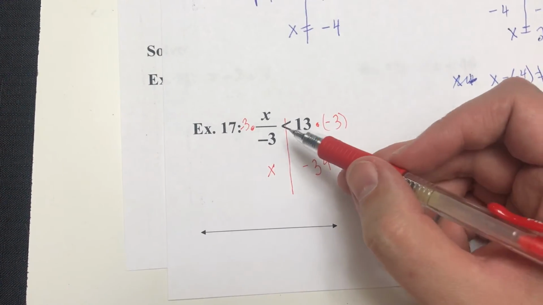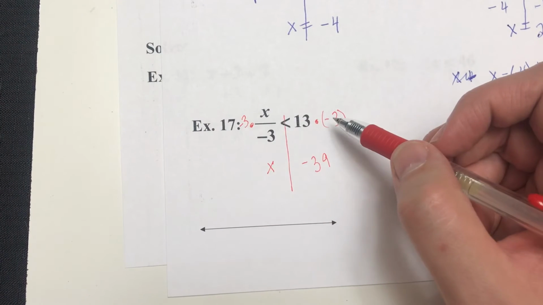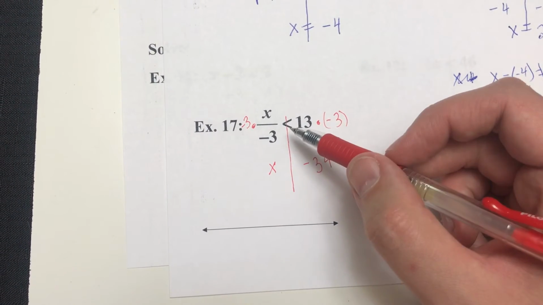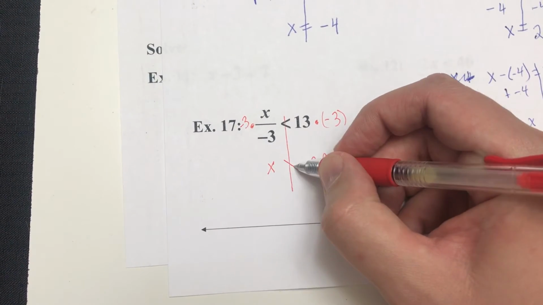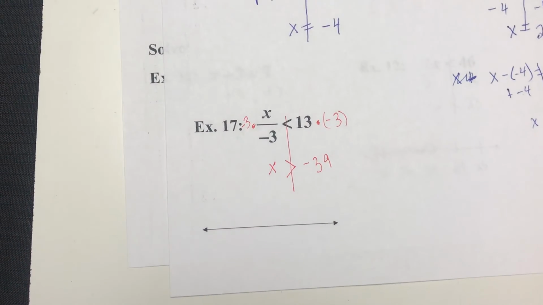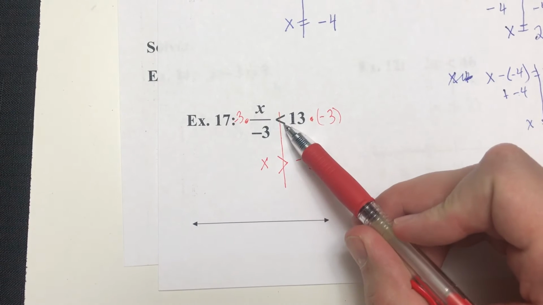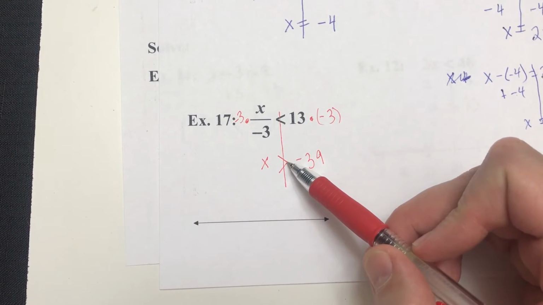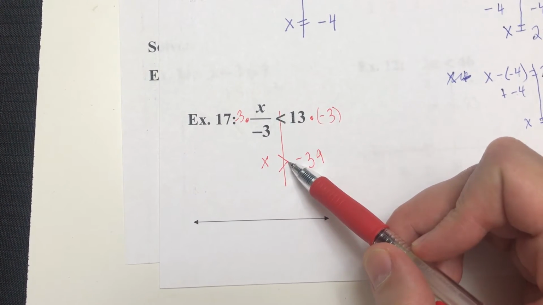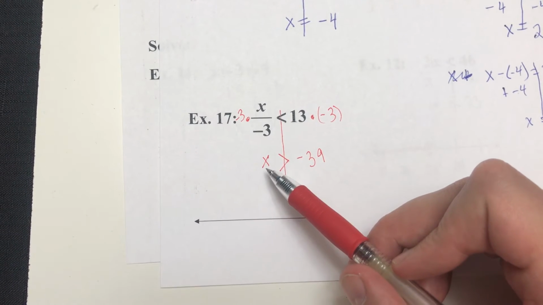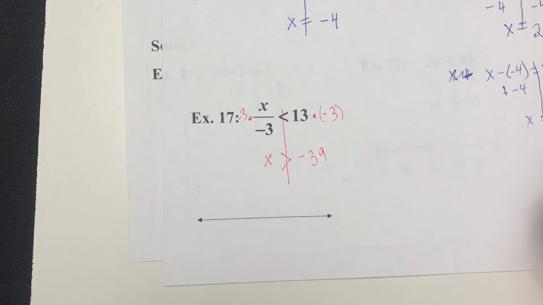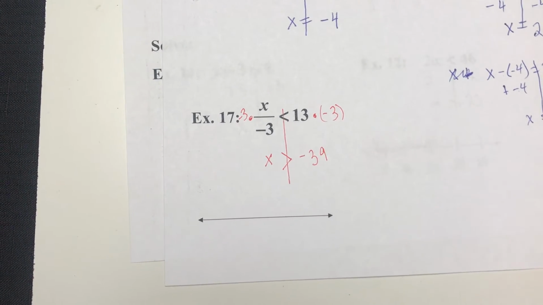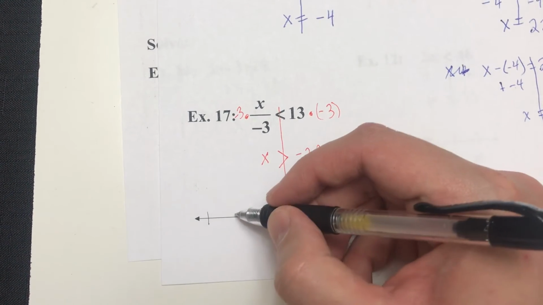Now, since we multiplied both sides by a negative number, and this is an inequality, we must switch the direction of the symbol. Instead of being a less than sign, we switch it to become a greater than sign. Our solutions mean that x needs to be greater than negative 39. We'll go ahead and draw these on our number line.